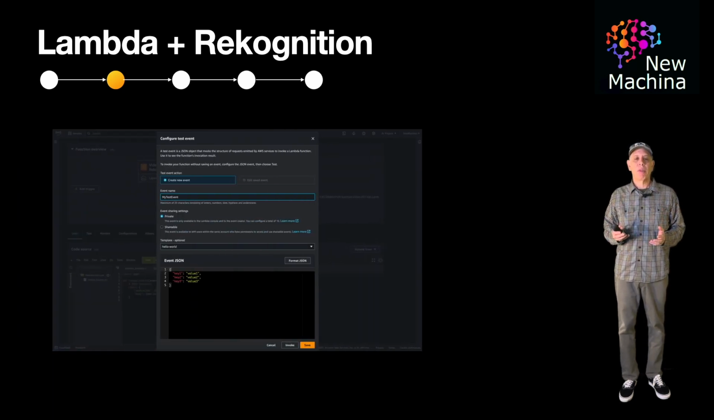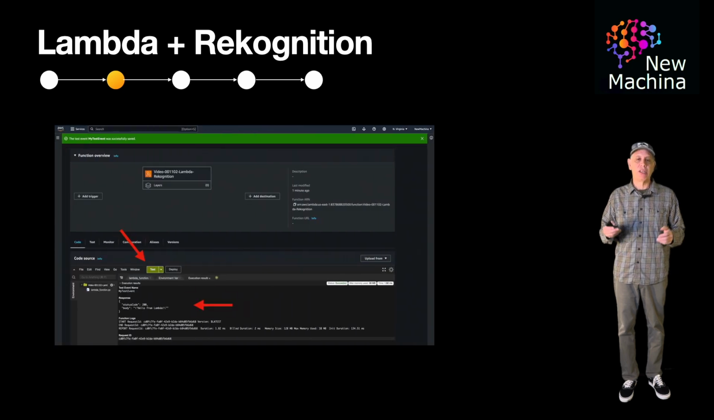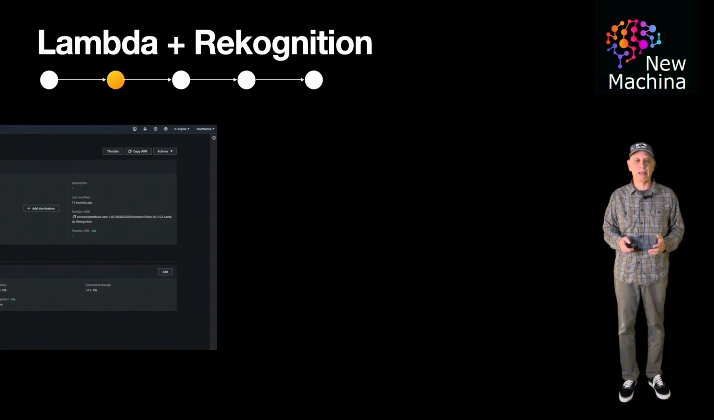As many of you know, the first time you run a Lambda function, it wants you to define a test event. So I go ahead and enter an event name and click Save. Now I can click the Test button and see the results. It's a default 200 success message. This is what I would expect.